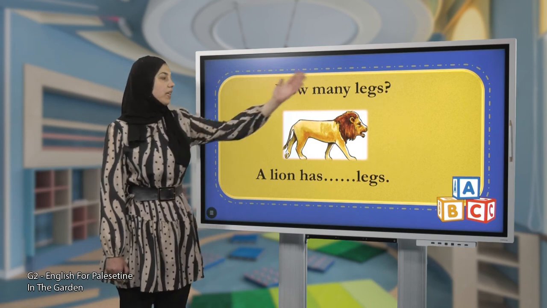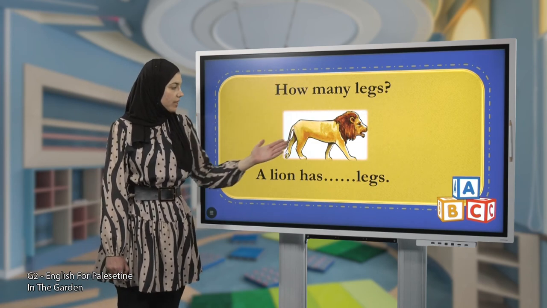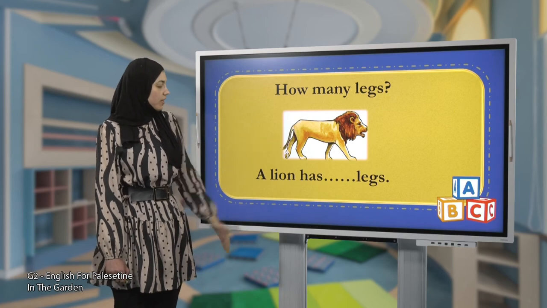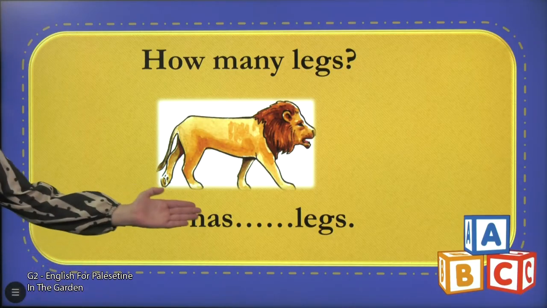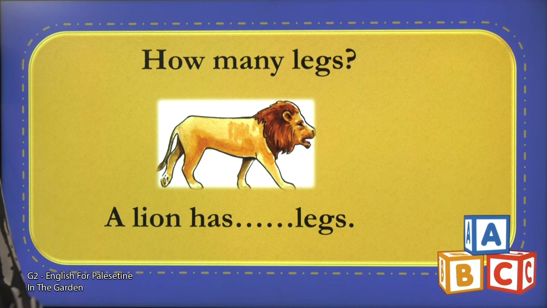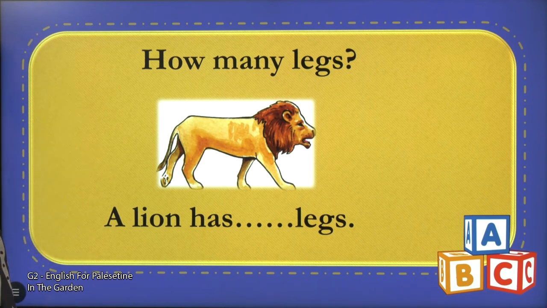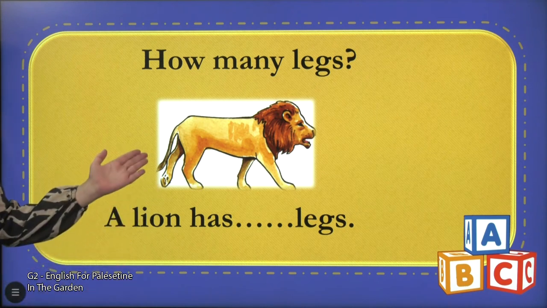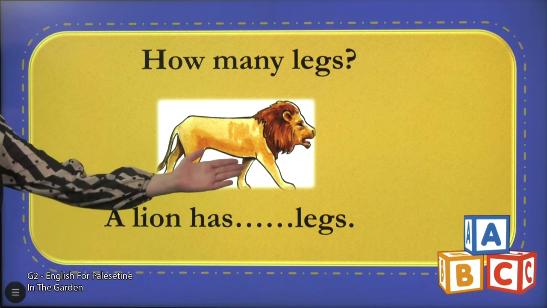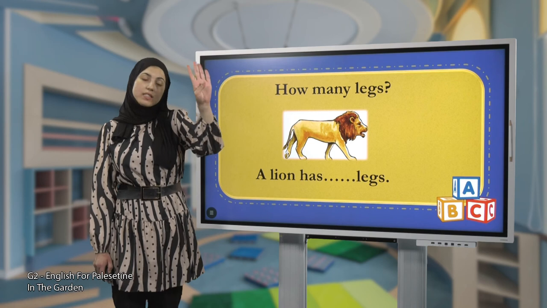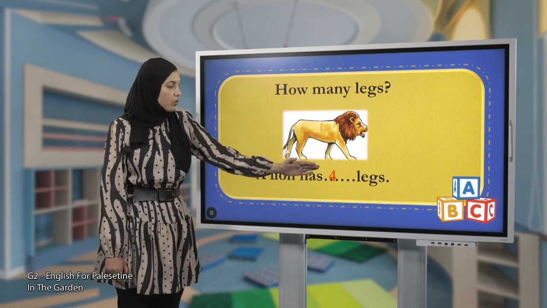Now, how many legs can you see? A lion has, yes, how many legs? 4, is it correct? Let's check our answer together. 1, 2, 3, 4. Yes, 4 legs. So a lion has 4 legs.